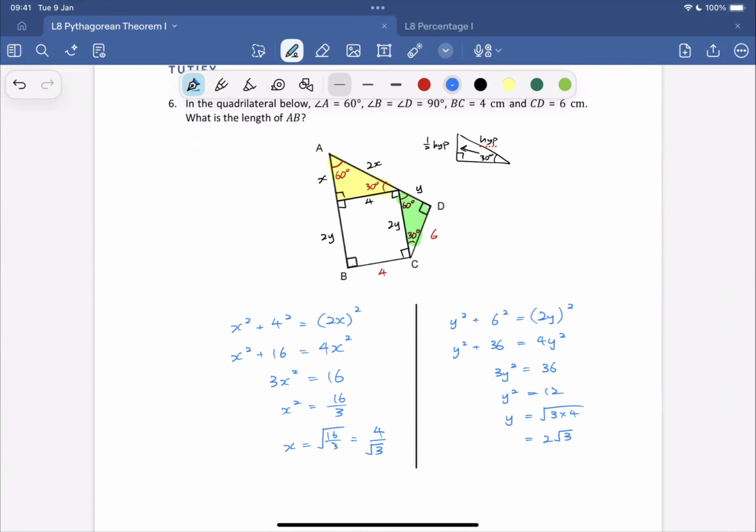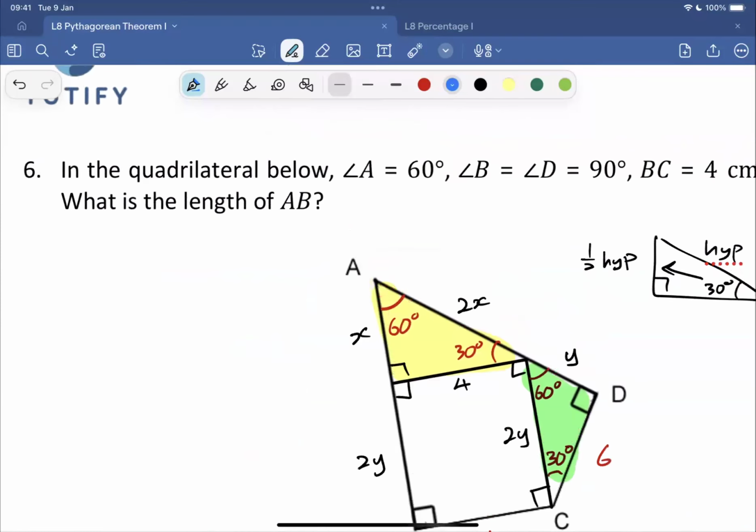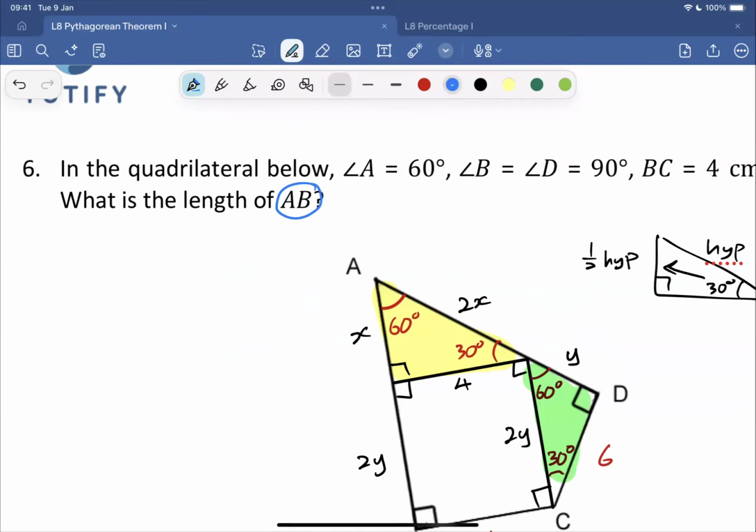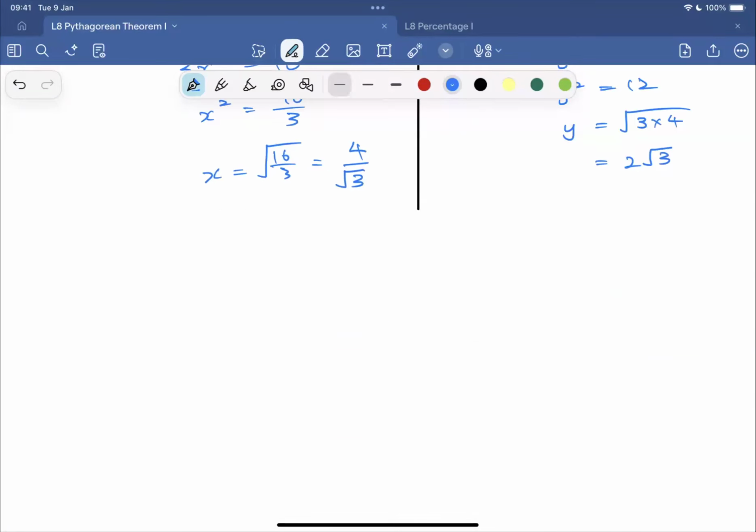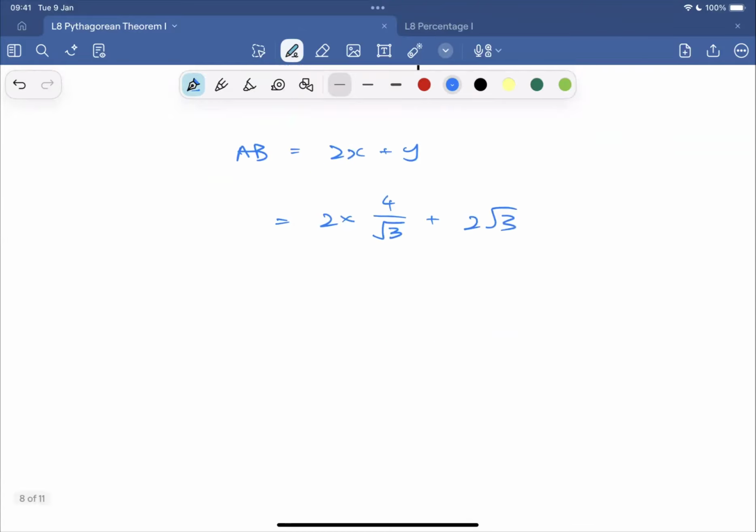So, what is the length of AB? The question is asking what is the length of AB? 2x plus y. So let's find AB equals 2x plus y, which is 2 times x plus y. So, students, when you multiply by 2, you get 8 over square root 3.